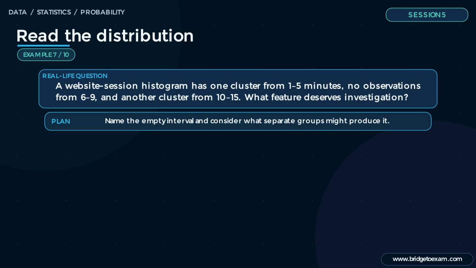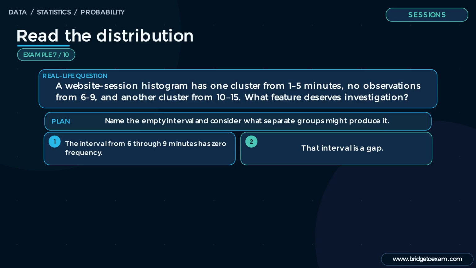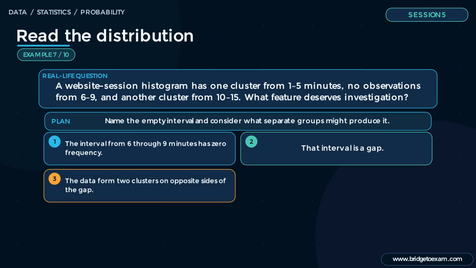Step 1. The interval from 6 through 9 minutes has 0 frequency. Step 2. That interval is a gap. Step 3. The data form 2 clusters on opposite sides of the gap. Step 4. The pattern may reflect 2 user groups, such as quick visitors and engaged readers.